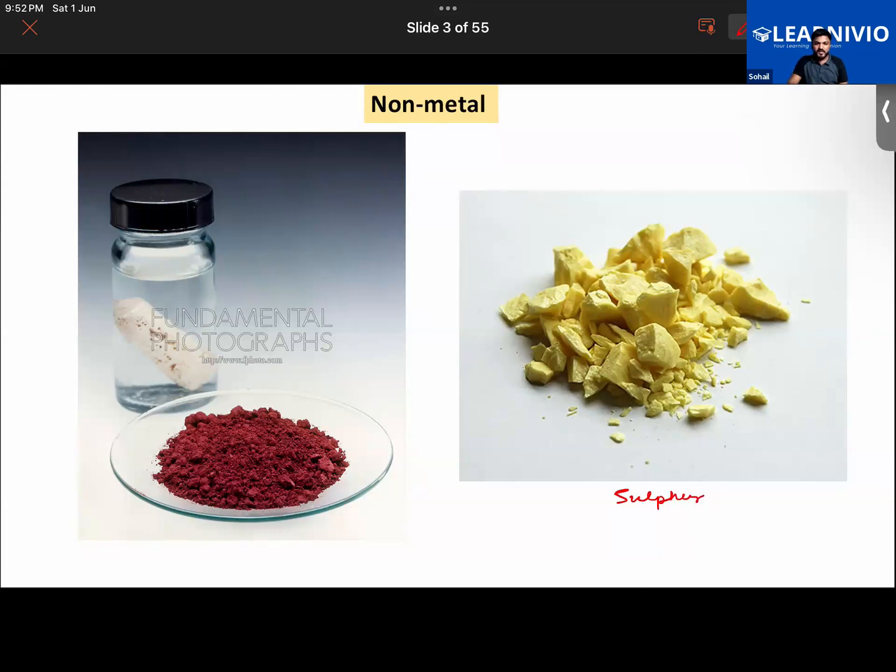So you can have different examples of metals and non-metals. In the chapter, our aim is to learn about the properties of metals, the properties of non-metals, and how they are different from each other. How a metal would react with oxygen, how a non-metal would react with oxygen, how a metal and a non-metal would react with water, with acids, and with bases, etc. That is our aim in the chapter.